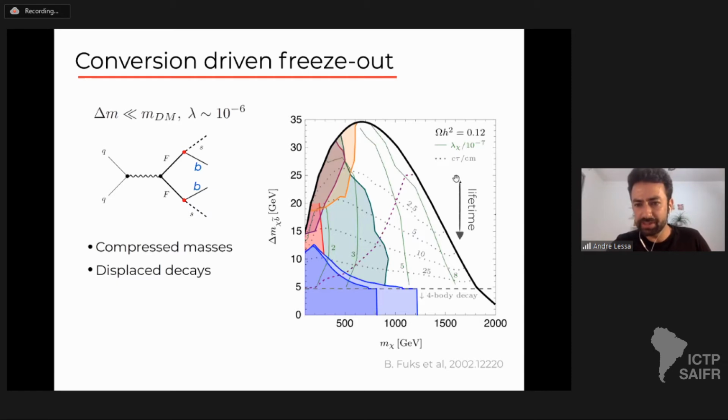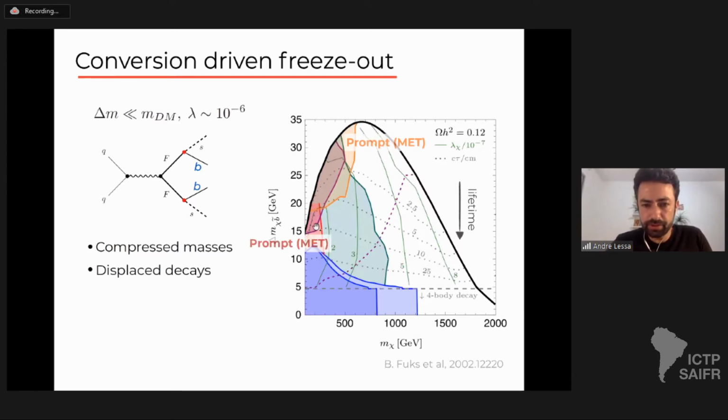So one point is that lifetime goes in this direction, and it's given by these dotted gray lines. So here the mediator lifetime is of order 2.5 centimeters, 5 centimeters, and so on. So it's really inside the tracker. Everything under this solid dark line is consistent with the relic abundance. So the other parameters are adjusted to fit the correct relic abundance. And then we have the collider constraints here.